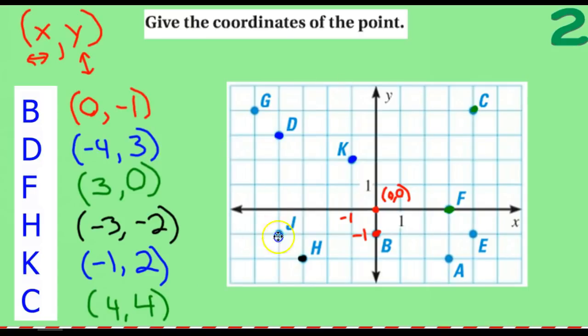Now think of this like a map. So we're just trying to tell somebody else where these points are on the map. If I were to give you 4, 4, you could count out 4, 4 and get to C. If I were to say that F is at 3, 0, they could count out 3 and 0 and get to F.